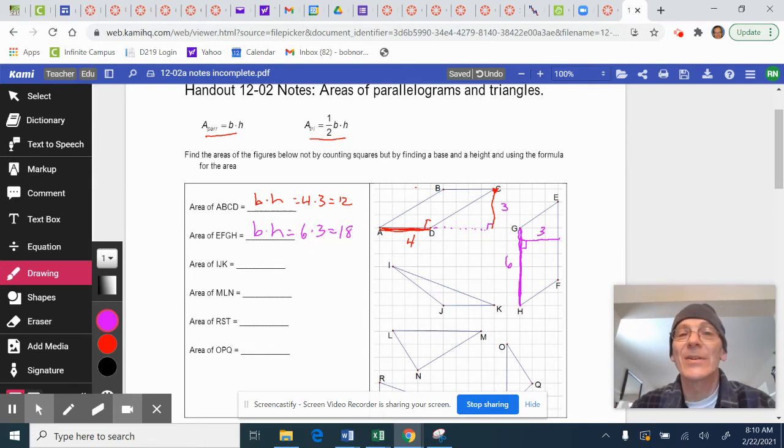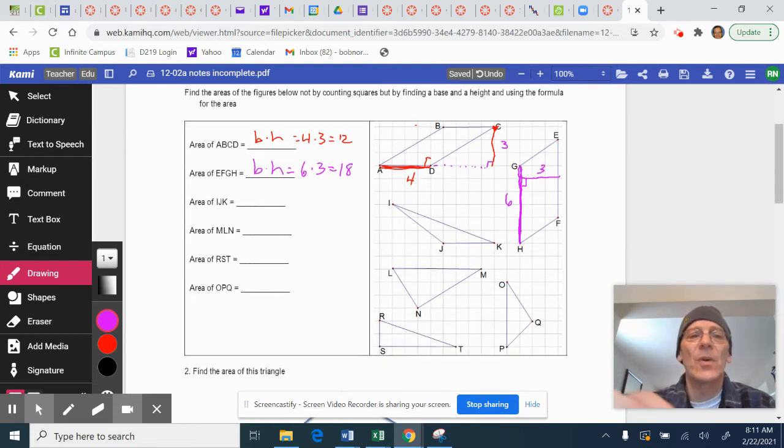So the lesson here is choose wisely, okay? Choose your base and height in a way that makes them easy to identify. All right, let's go on to IJK, which is a triangle. The formula is 1/2 times base times height. Again, base does not have to mean bottom, but if I choose the quote-unquote bottom side of this triangle to be the base, it's going to be very easy to find the height.